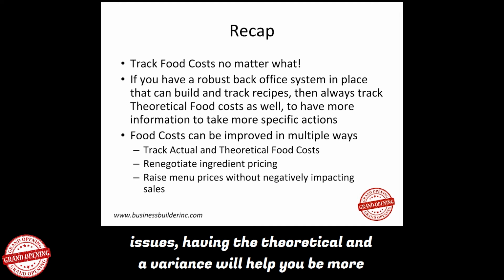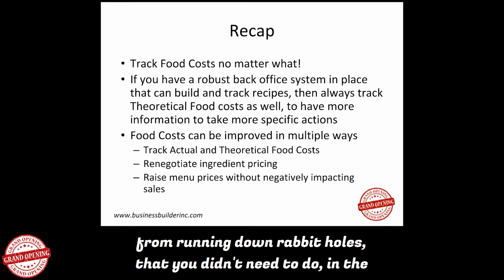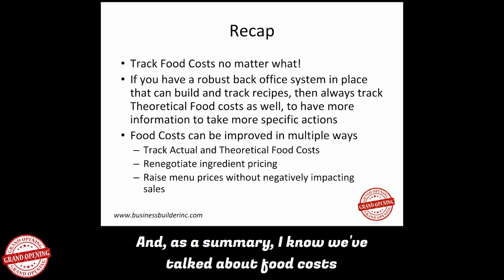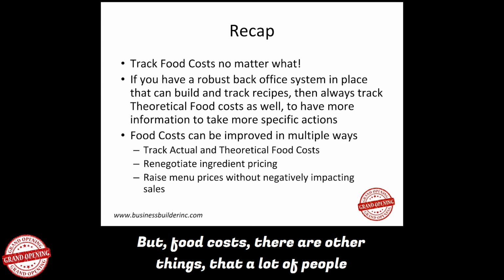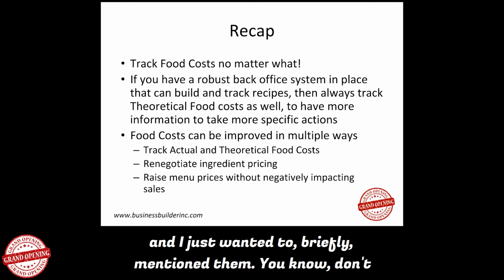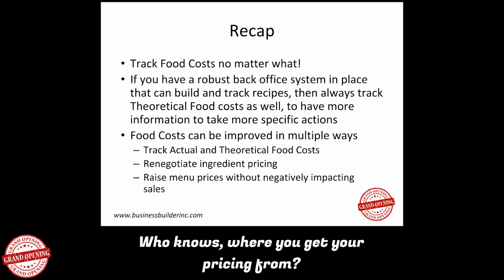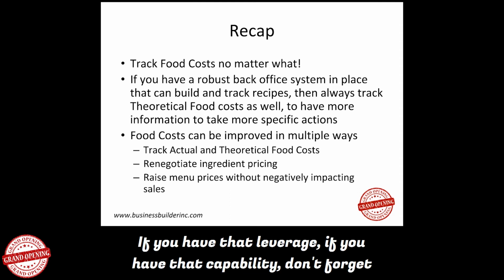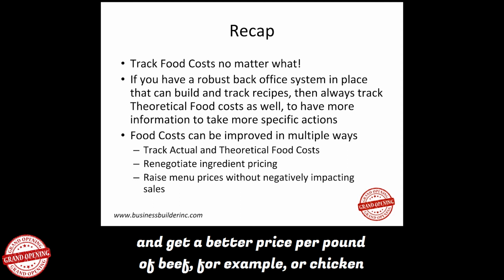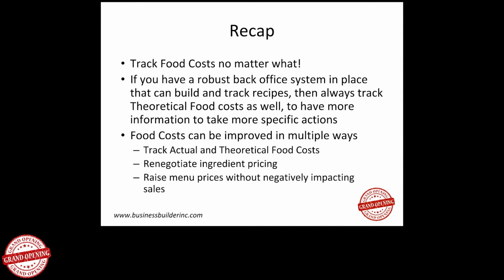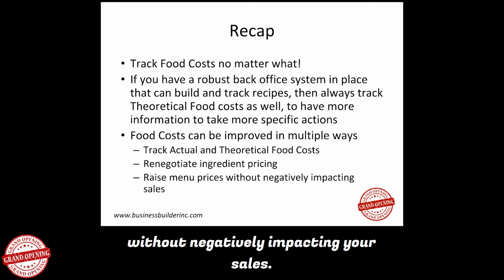Having the theoretical and a variance will help you be more successful and take more specific actions and basically save time from running down rabbit holes that you didn't need to in the first place. And as a summary, I know we've talked about food costs, theoretical and actual, which you always want to track, but there are other things that a lot of people forget to look at. Don't forget about your vendor. If you can renegotiate ingredient pricing, if you have that leverage, maybe you can have a volume play and get a better price per pound of beef, for example, or chicken or whatever. And the other option is you can always raise menu prices where you think it's appropriate without negatively impacting your sales.